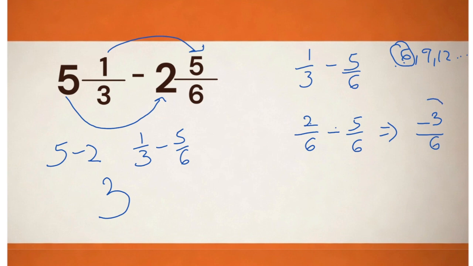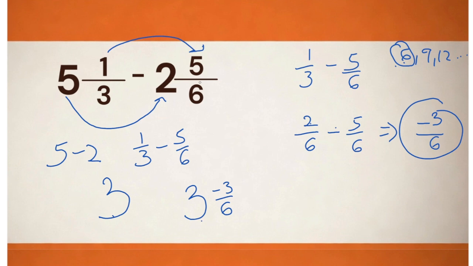And now that we have negative 3, since this is smaller than what we have here, we need to borrow one from this whole. So now what we have is 3 whole and then negative 3 sixths. We cannot leave our answer like this. So instead of this, we now have to borrow one from this 3.